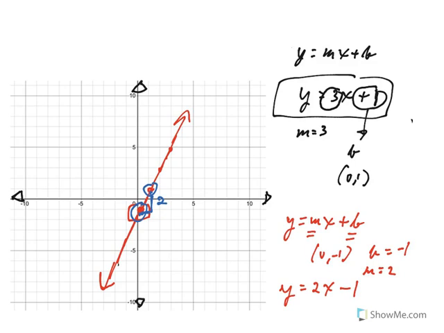Now that I have the equation, I can use this equation to answer questions about the line, like what's going to happen when x is 100? Well, 100's way off this picture, but if I plug 100 into the equation, 2 times 100 minus 1, I get 199. I'm able to answer questions about the graph with the equation. So the equation and the graph kind of give information about each other.